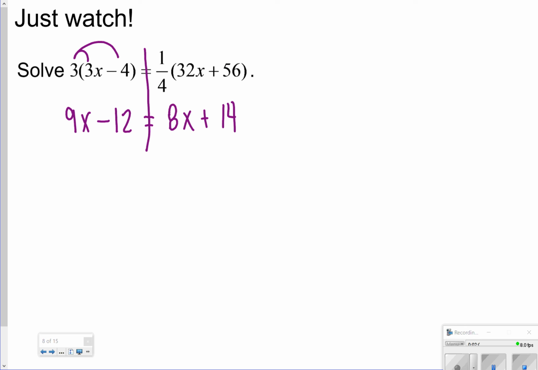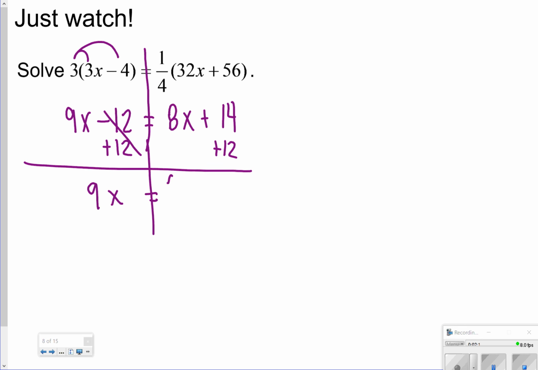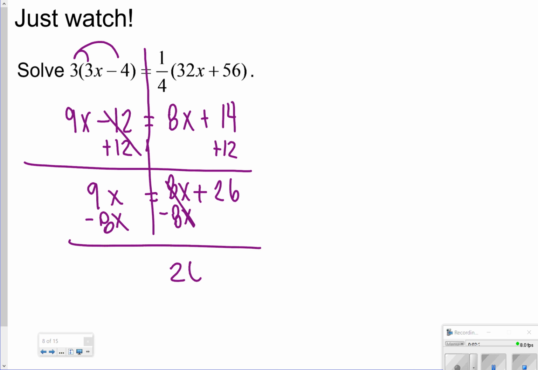Okay, then I'm going to get my variables on one side and my constants on one side. In order to make things easier for me to keep everything positive, I'm going to move this negative 12 over first. So all I have left is 9x equals 8x, and then whatever 14 plus 12 is, that's going to give me 26. And then I'm going to move this positive 8x by subtracting 8x from both sides. So I have 26 is equal to 1x, so x is equal to 26.